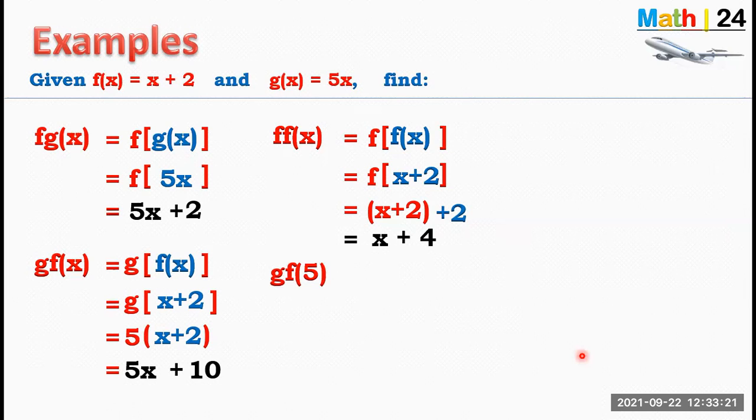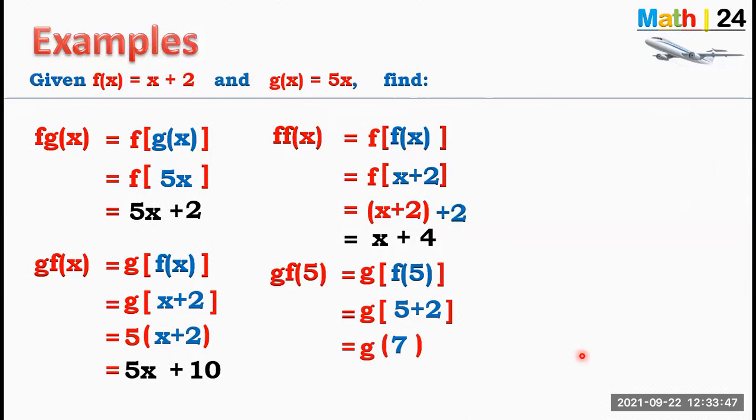Then the composite function g of f of 5. So we can first start by looking for g of f. We already have g of f, right? With 5x plus 10 now. Or we can look for f of 5 and then we substitute in that function. This one can be done in many ways. There's no problem. So we'll have f of 5 is 5 plus 2. So we have g of 5 plus 2, which is g of 7. And g of 7 will be equal to 5 times 7, right? Because x is 7. It's not 57. Be very careful, guys. Yeah, 5 times 7. Note, it is multiplication. That's going to be equal to 35.